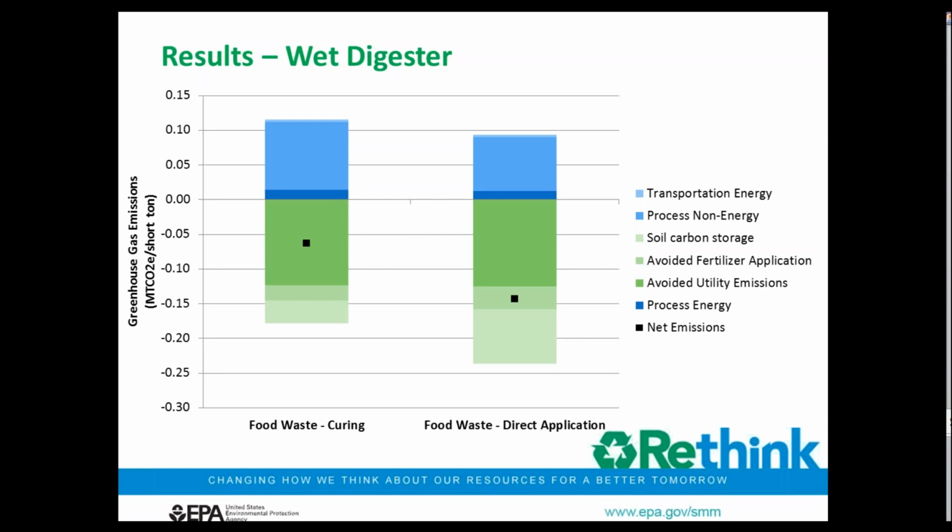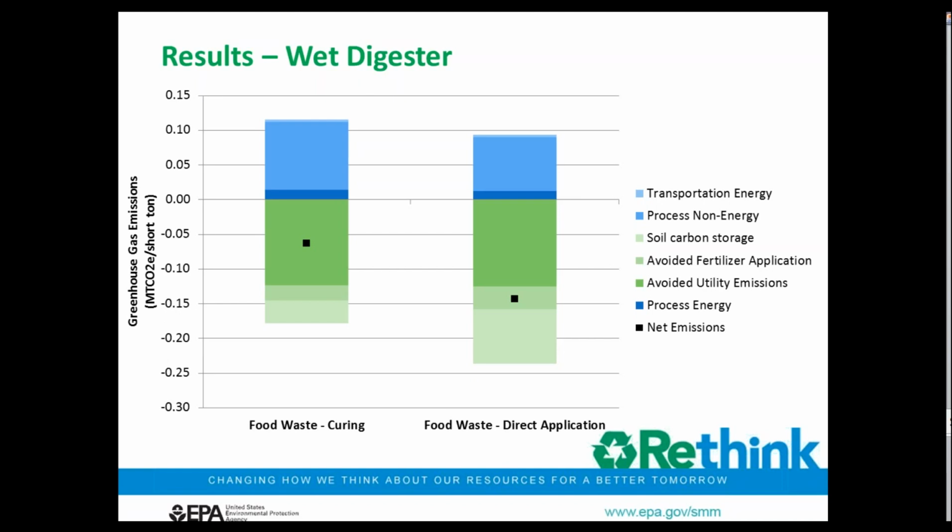And then looking at the avoided emissions, the largest portion comes from the avoided utility emissions, so from the combustion of biogas, avoiding the production of use of additional grid electricity. But other sources are the avoided fertilizer application and soil carbon storage. And in comparing the differences between curing and direct application, we can see that the bottom green box, soil carbon storage, is larger for direct application.